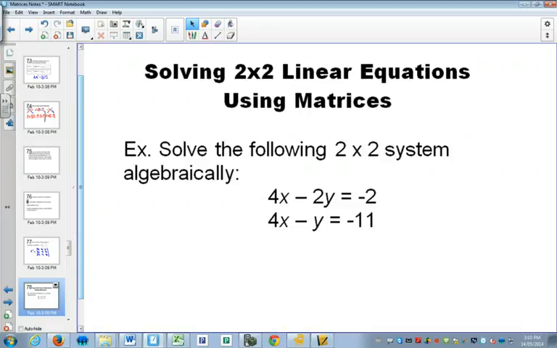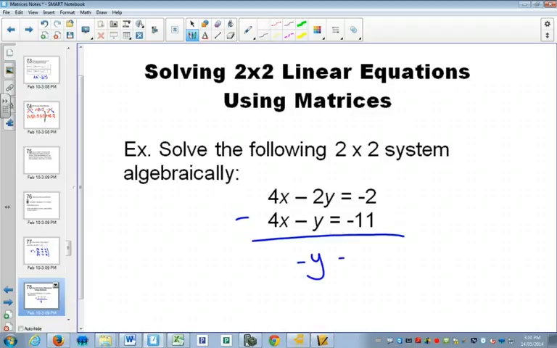All right. How would you solve this one old school? I'd probably subtract this equation from that equation. And you get negative y equals 9. So y is equal to negative 9. And now that I've got y is equal to negative 9, x is equal to negative 5. Does that work? Yep, it does.